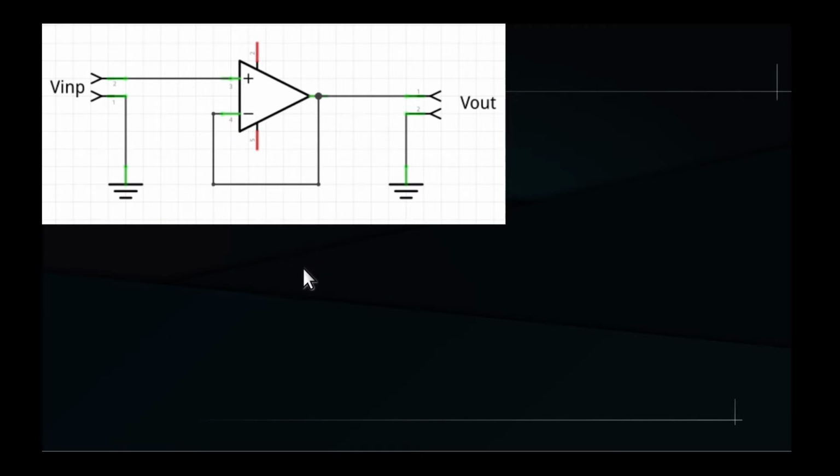How does it work? Well, simply put, we apply the whole output signal back to the inverting input, obtaining the maximum possible negative feedback, which translates into having an amplification of only 1.